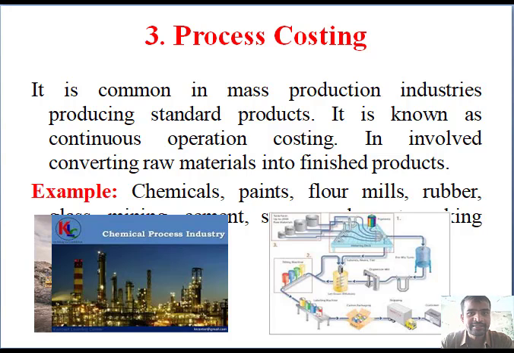Sugar industries, cotton industries, steel industries, these are all examples of process costing. This is continuous. Paints, flour mills, rubber manufacturing processes, these are all examples of process costing.